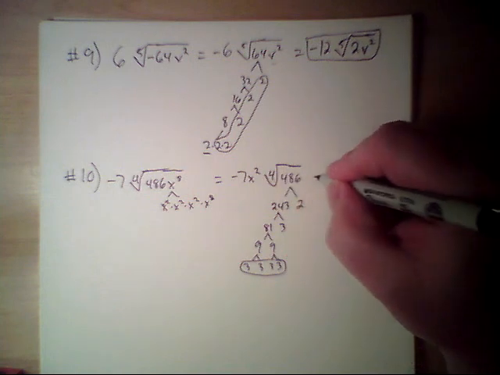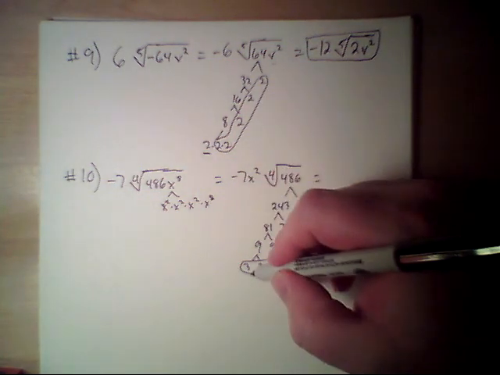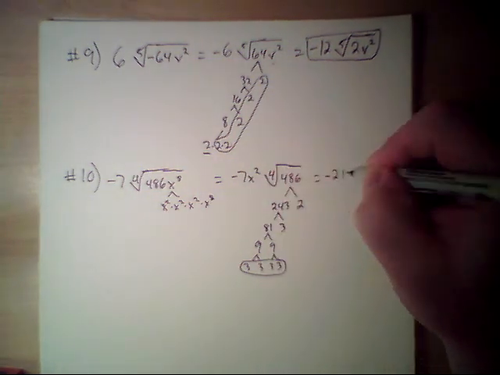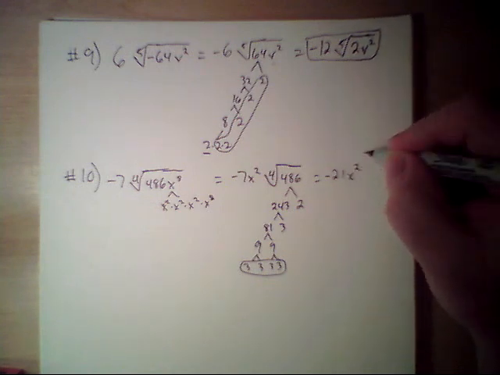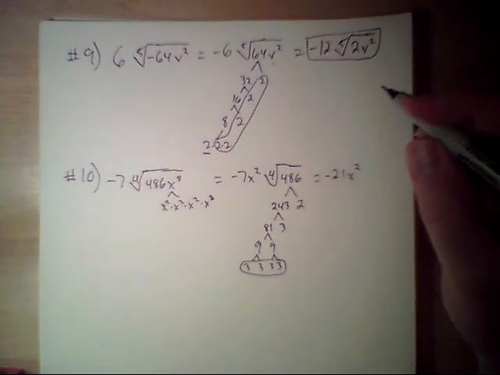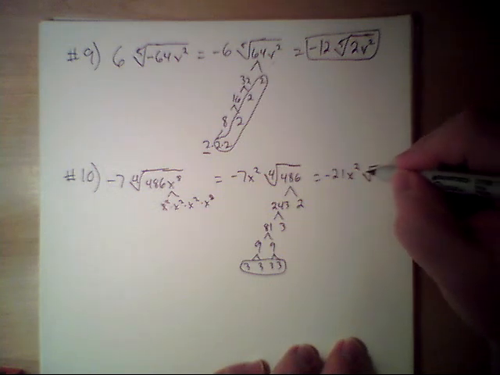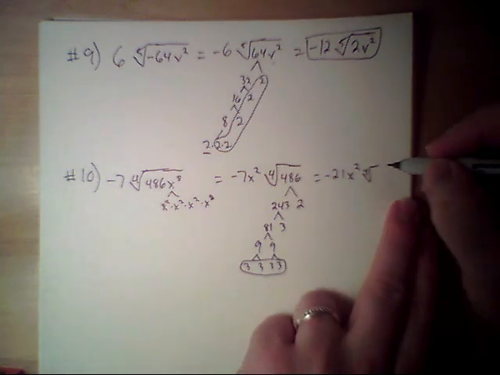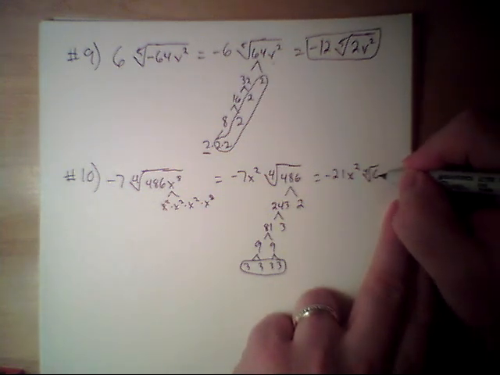So that 3 comes out, so we get negative 7 times 3, or negative 21 x squared. And then 3 times 2 is 6 inside the radical. So fourth root of 6.